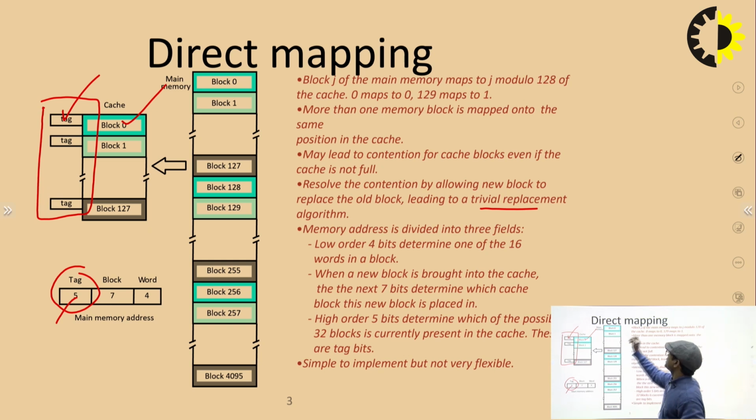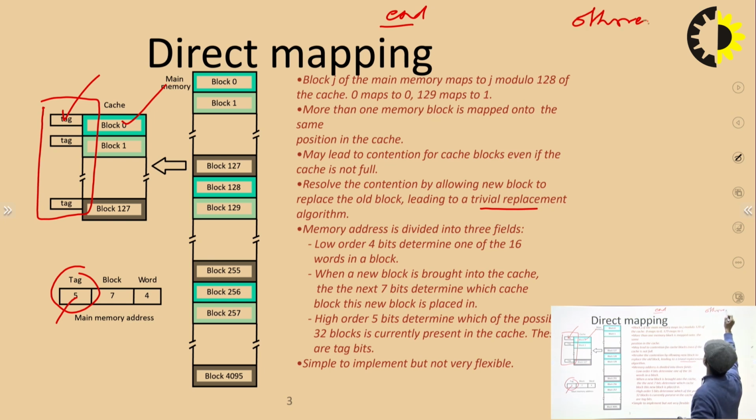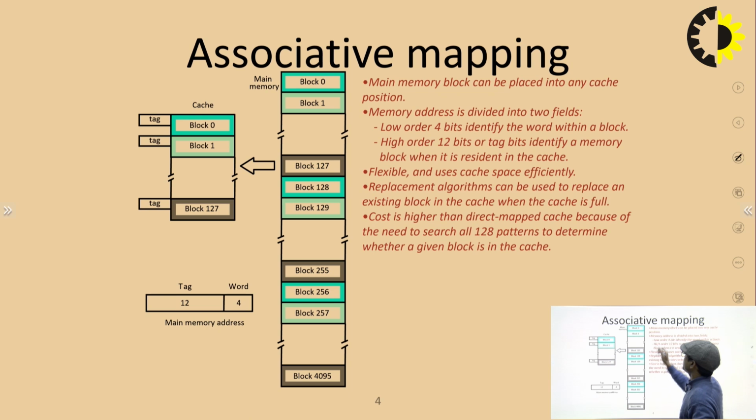Now, another approach, or you can say another extreme approach. So, this is one end of the scheme. So, there is another end of the scheme, and these are two extremes of mapping. So, one end is direct and the second end is associative mapping. Here the thought is, why should we reserve a particular block to map only 32 memory blocks? Why not put any of the blocks in any location of the cache?